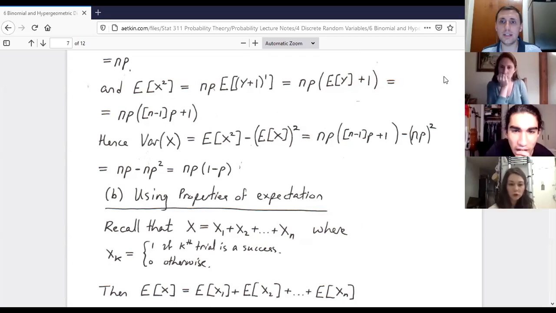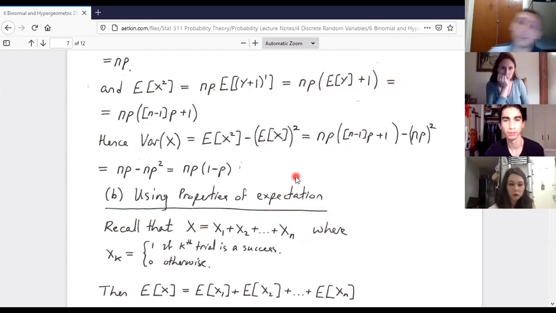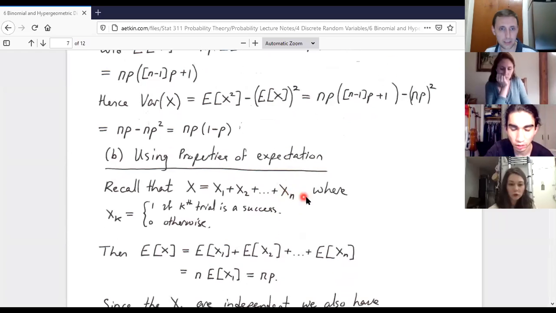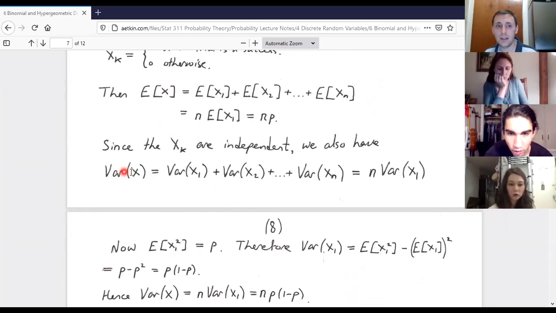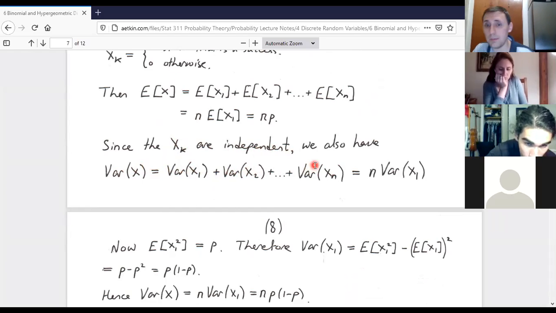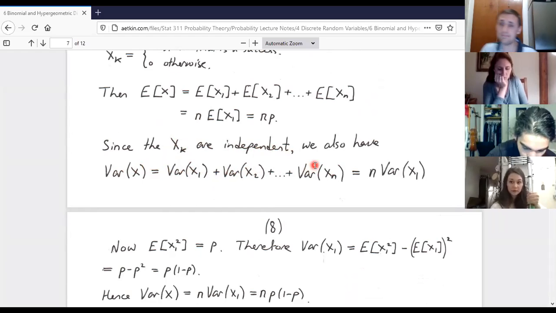You can do it very easily using properties of expectation. Variance in this case, because remember we proved that variance of the sum is the sum of the variances, provided the trials are independent, provided the random variables are independent. So I'm going to take the variance of x1, x2, up to xn. And because they are independent, remember the covariance is 0. So the variance of x is variance of x1 plus variance of x2 all the way to variance of xn. And that's n multiplied by variance of x1.